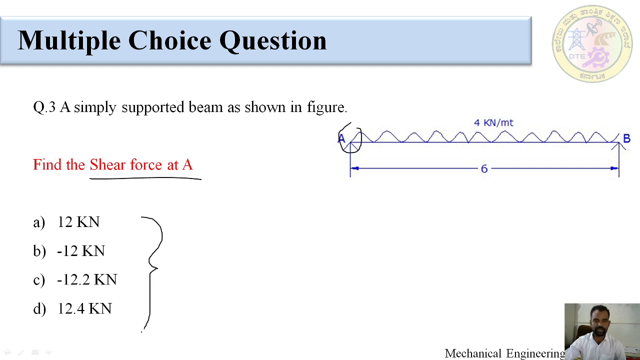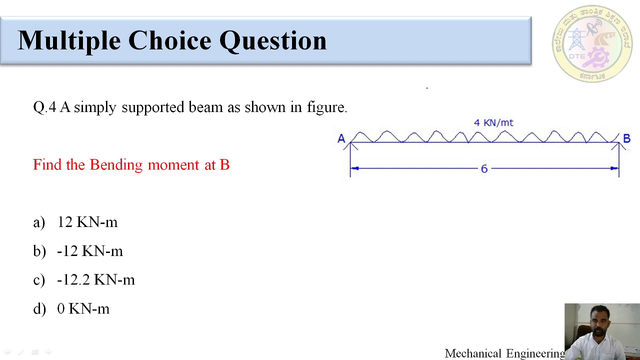One question, 4 answers. Among them, one would be the correct answer. Next slide, we are going to have the 4th question. This is the same simply supported beam problem. I want to determine how much bending moment happens at B point. There will be 4 choices. You have to choose any one among them with the proper calculation.